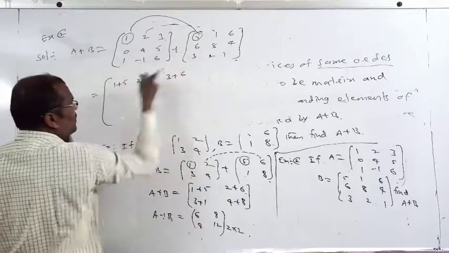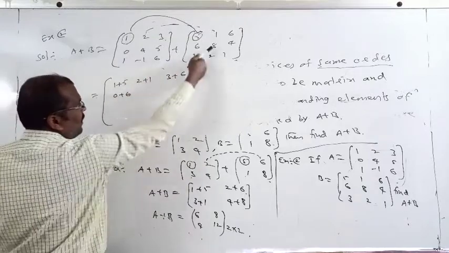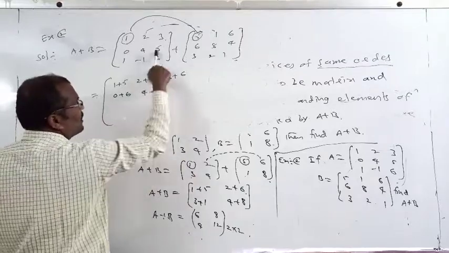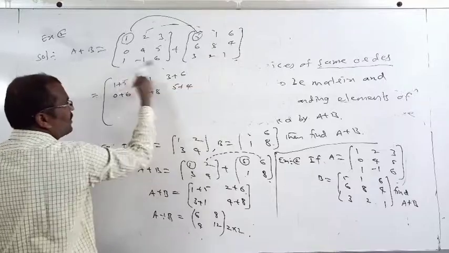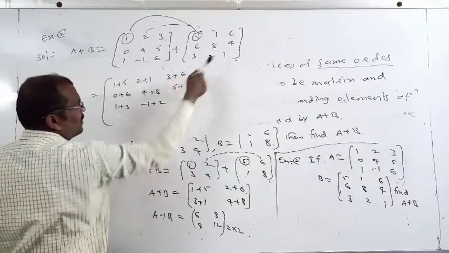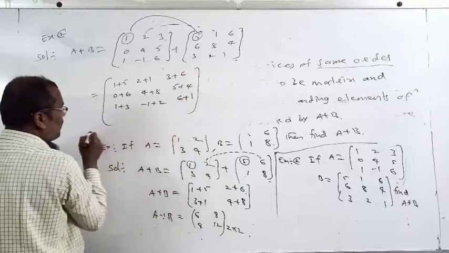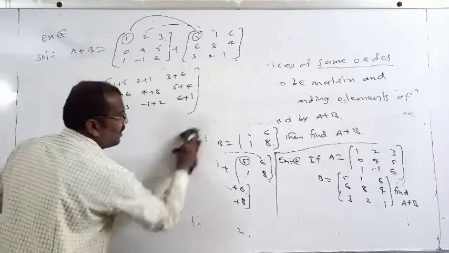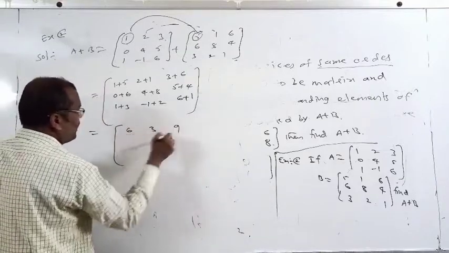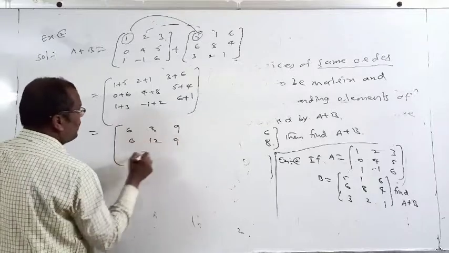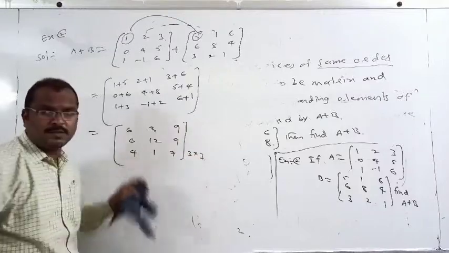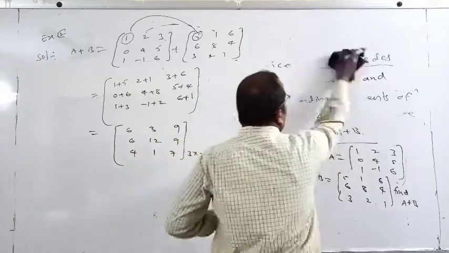Next 0 and 6, then 4 and 8 should be added, next 5 and 4, next 1 and 3, minus 1 and 2, 6 and 1. So the answer values are 6, 3, 9, 6, 12, 9, 4, 1, 7. These are also the same order, 3 cross 3. So like that we can add two matrices.